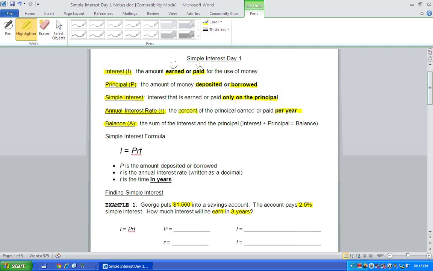And finally, we have balance. That's the sum of the interest and the principal. And you can think of balance also as the total amount.